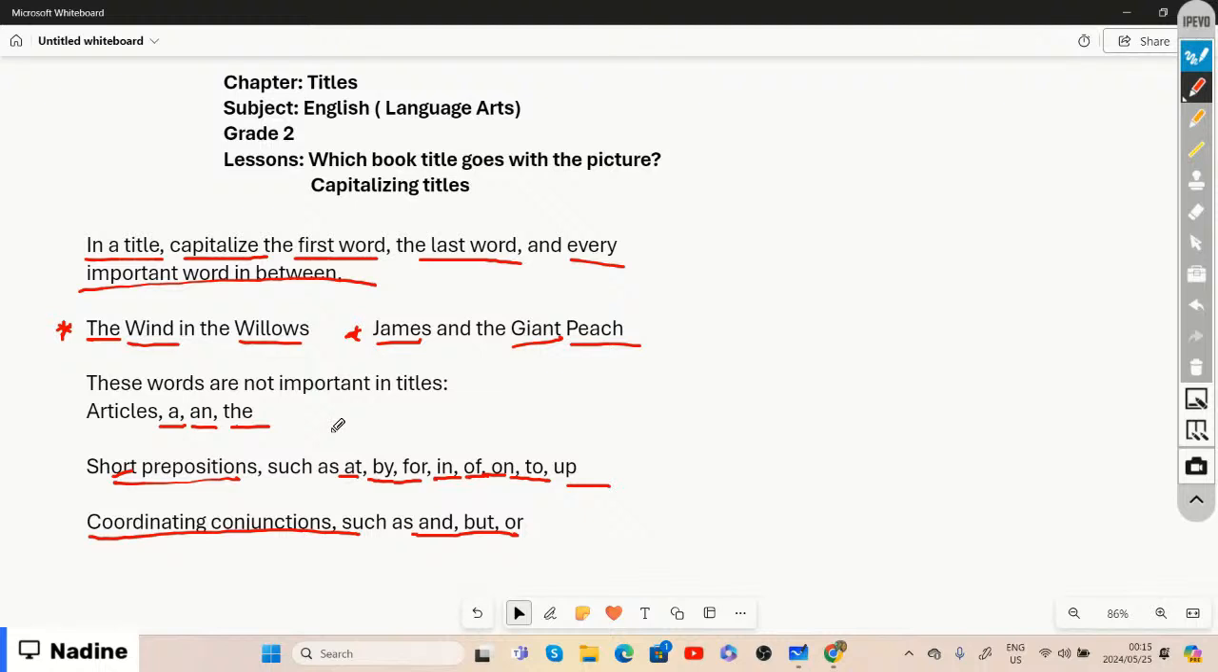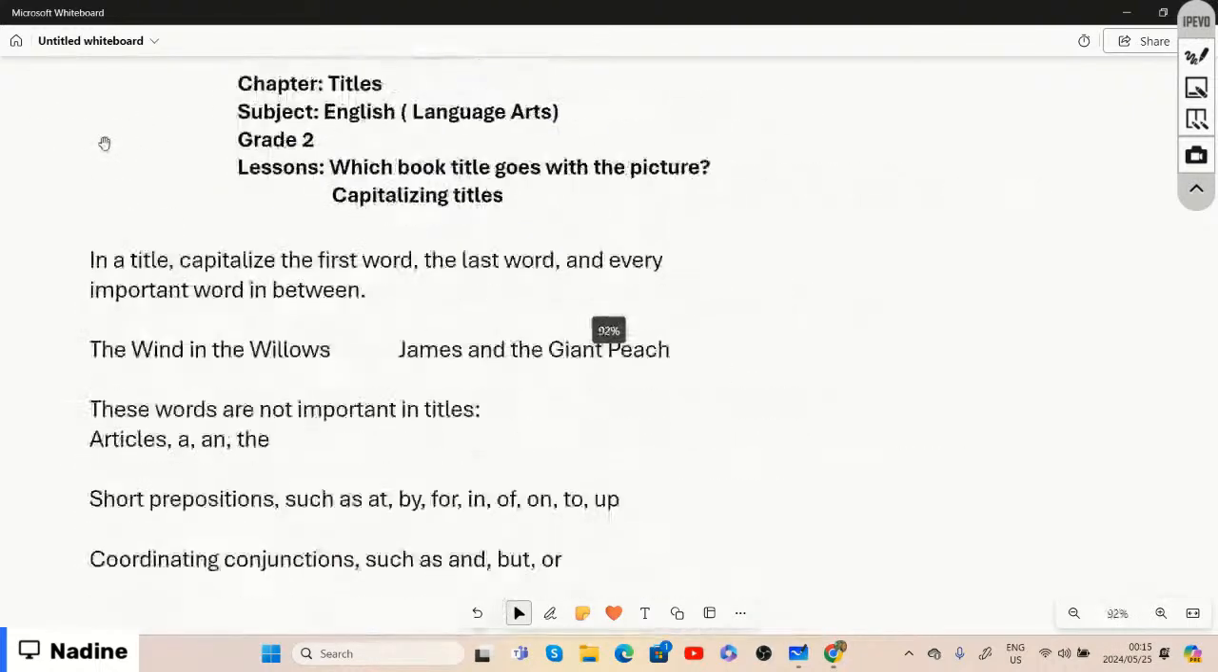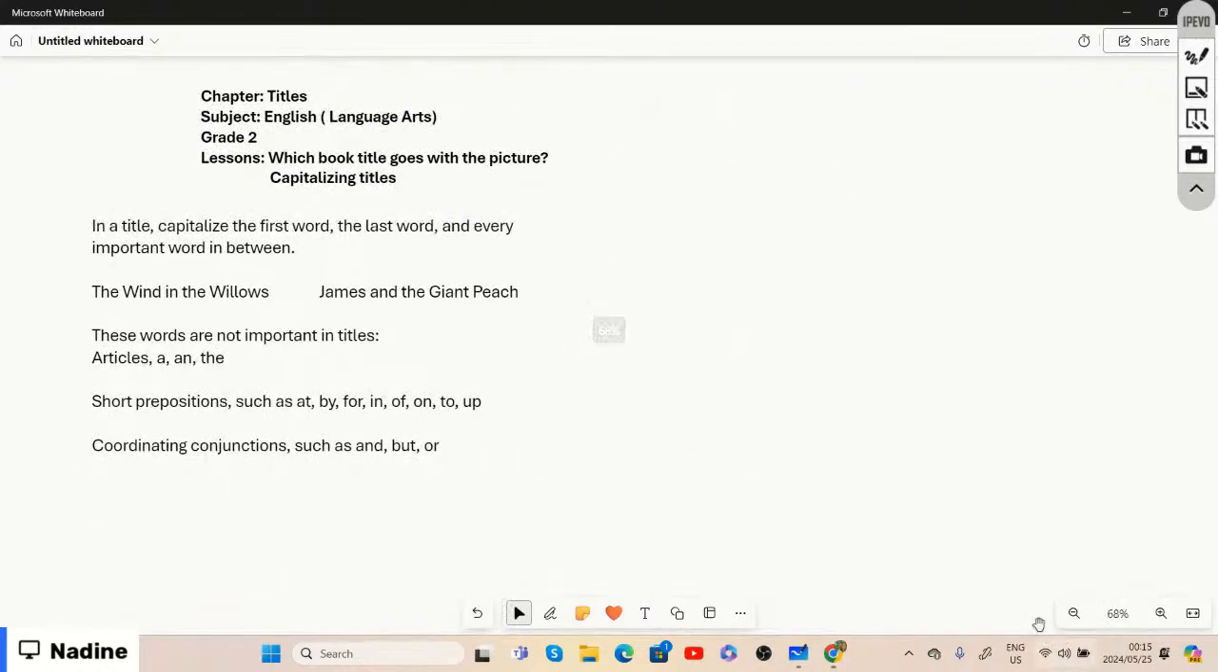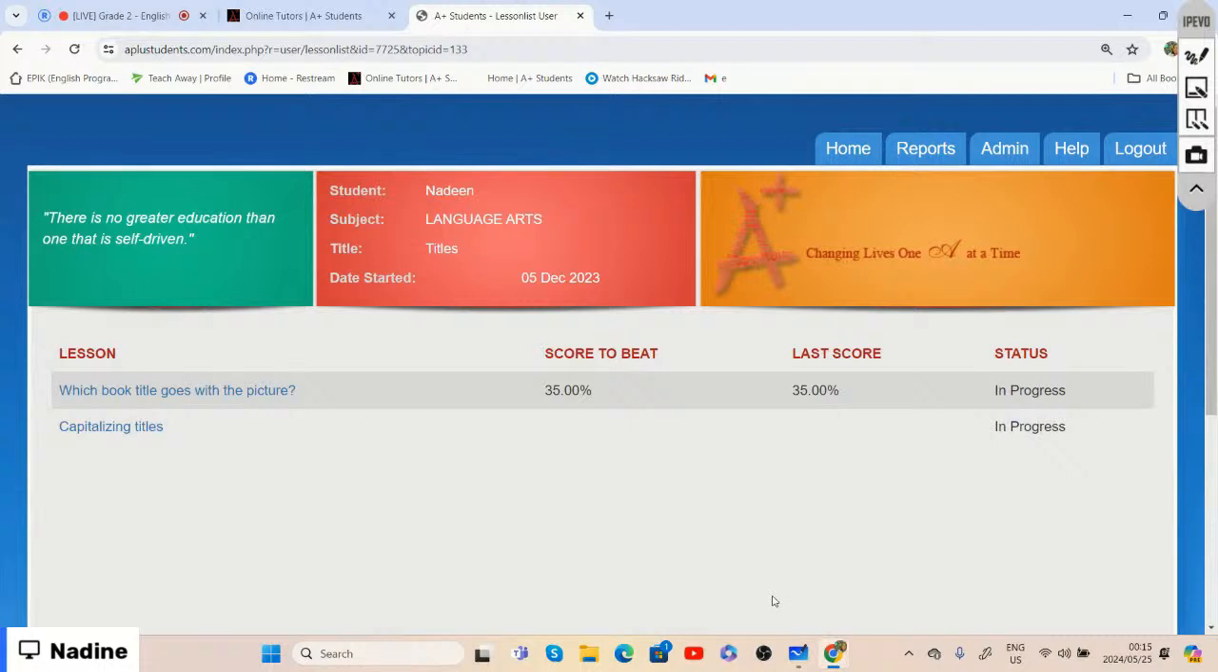All right. So now what we're going to do is go to our next lesson quickly, and there we will join the pictures with the titles.